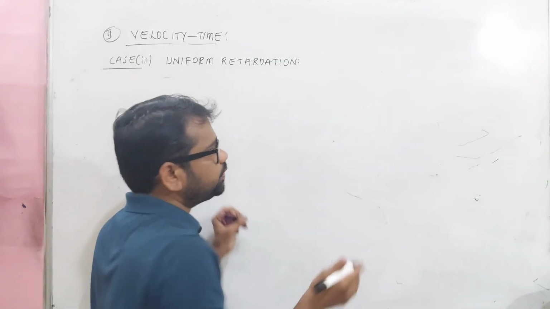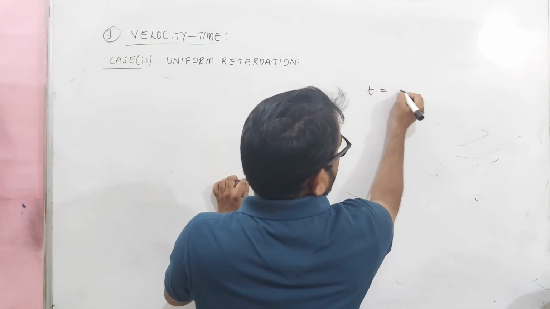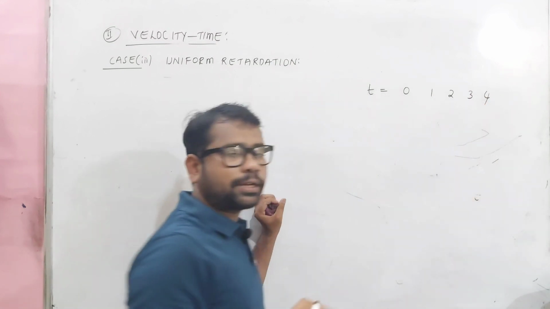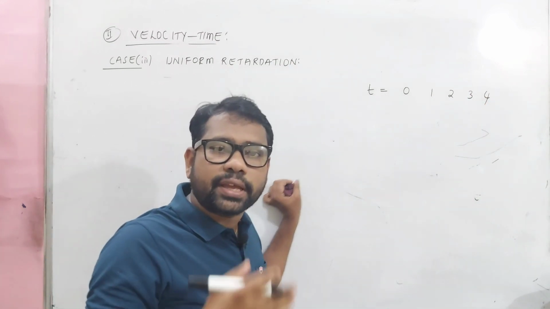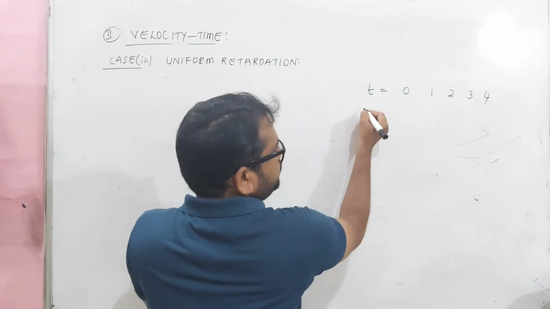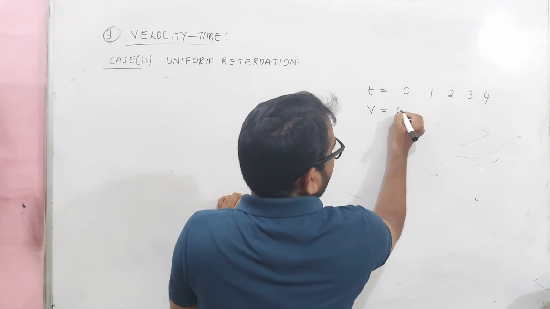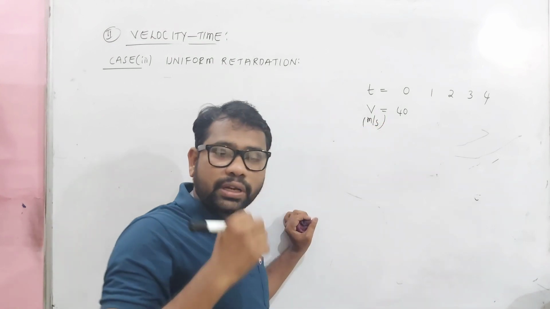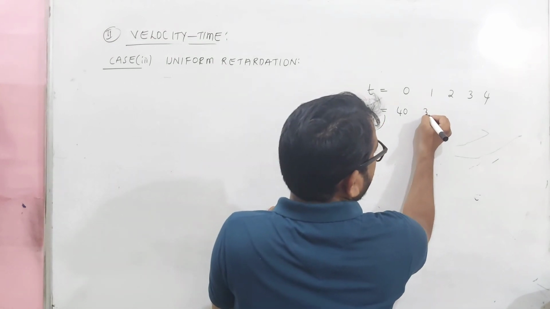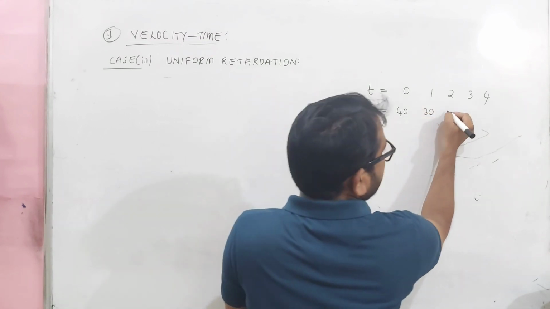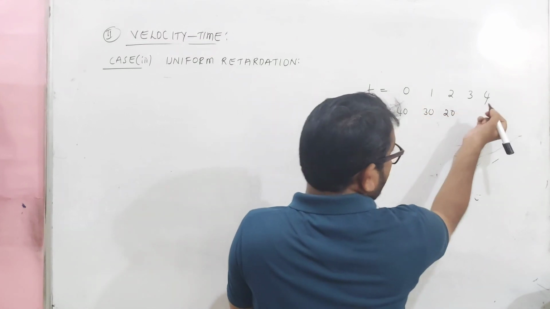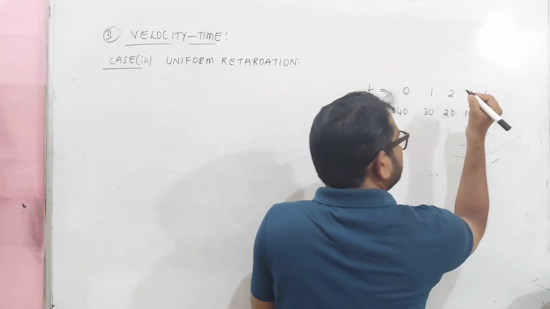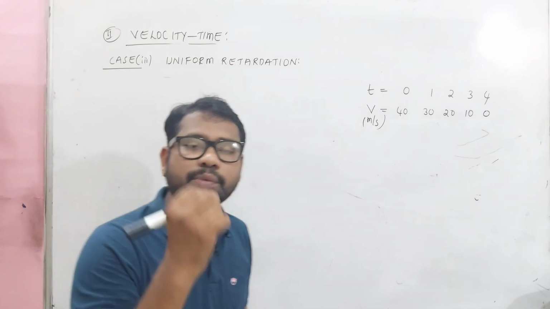For suppose, dear children, let us take time as 0, 1, 2, 3, 4. Same case, let us take. Means after 1 second, 2 seconds, 3 seconds, 4 seconds. For suppose the velocity initially, when we started observing, is 40 meter per second. After 1 second, 30 meter per second. After 2 seconds, 20 meter per second. After 3 seconds, 10 meter per second. After 4 seconds, the body's velocity is 0. The body stopped, let us say.